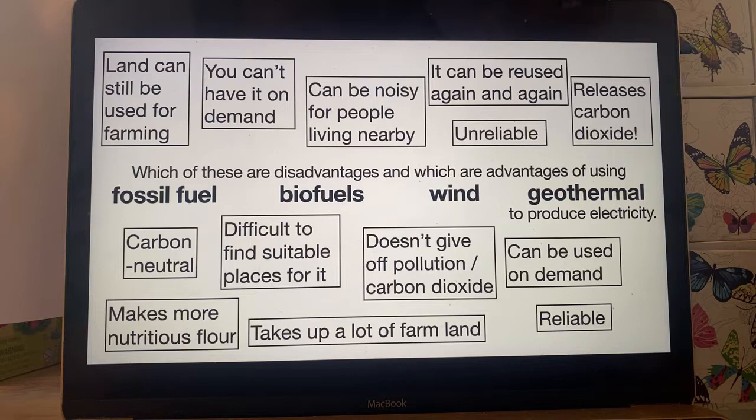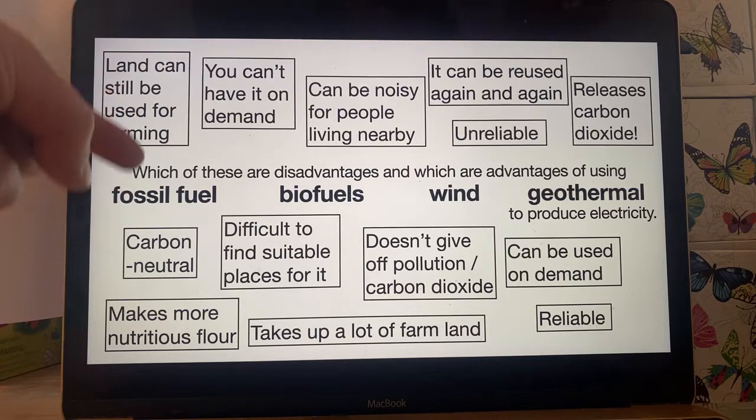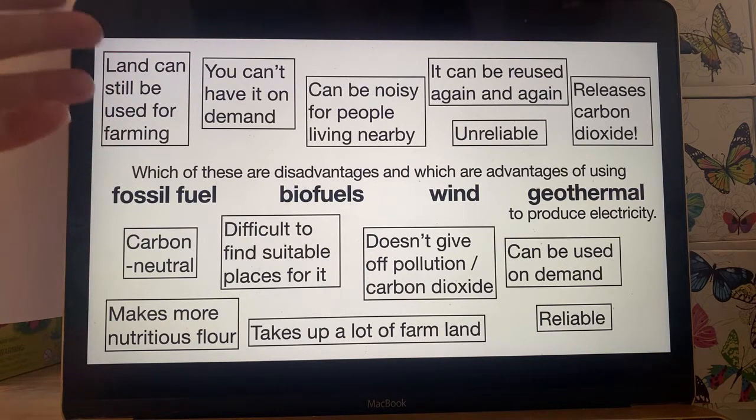Which of these are the advantages and which are the disadvantages that you would get a mark for at GCSE if you wrote them? Obviously, if you use fossil fuels, the land can still be used for farming, but that's just not a relevant point, right? It doesn't match fossil fuels, so you wouldn't get a mark for that, so don't say that.